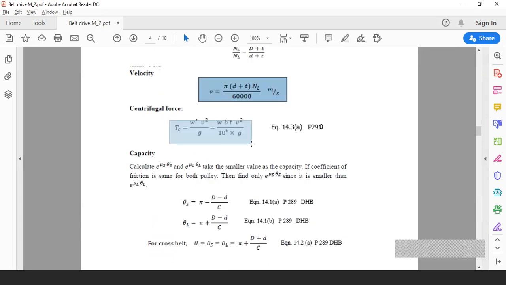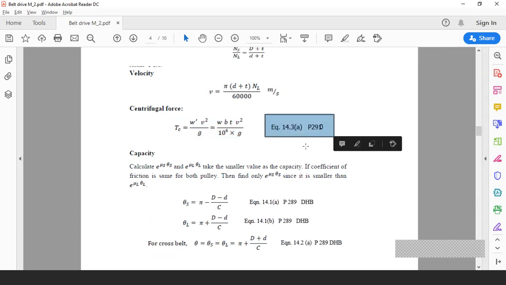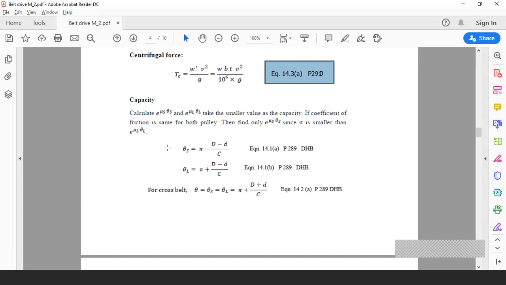Next, centrifugal tension, omega, that is omega b into t into v square divided by 10 raised to 6 into g. Say this is equation number 14.3a, page number 290 of your data handbook. And then the capacity of the belt or the drive that we have to calculate. Capacity is given by e raised to mu s into theta s or e raised to mu l into theta l, which is also called the tension ratio.